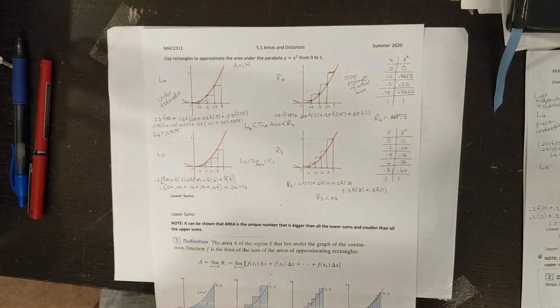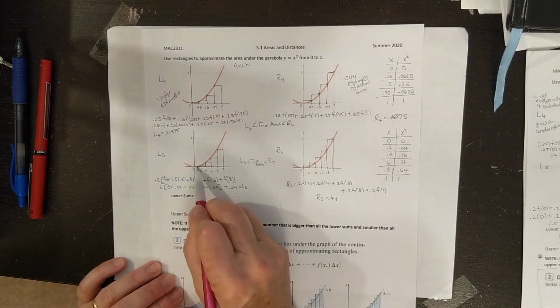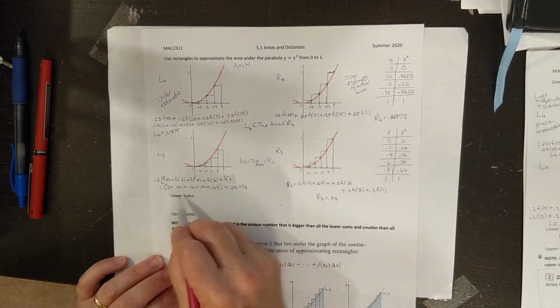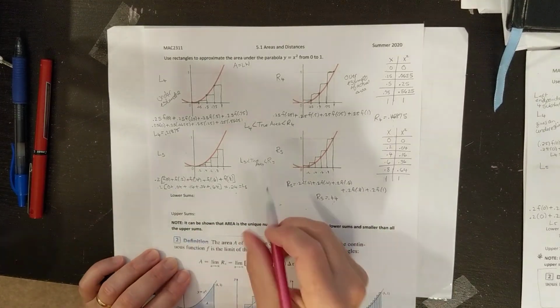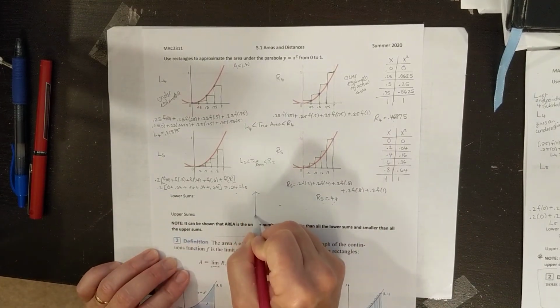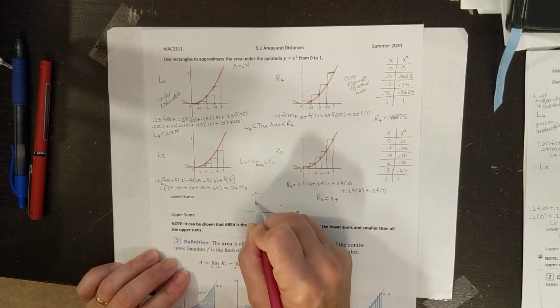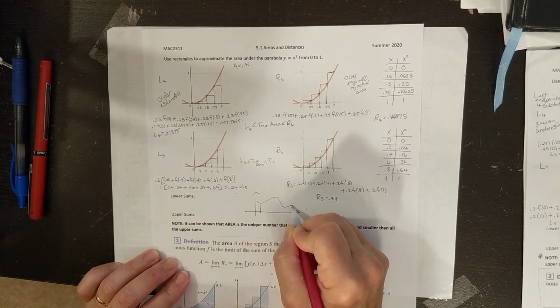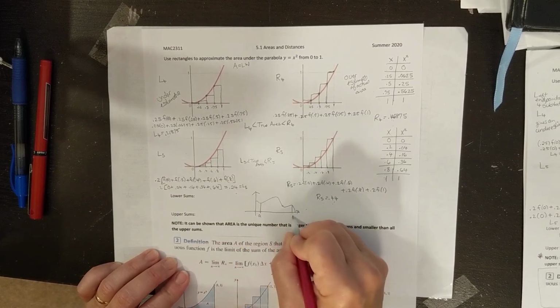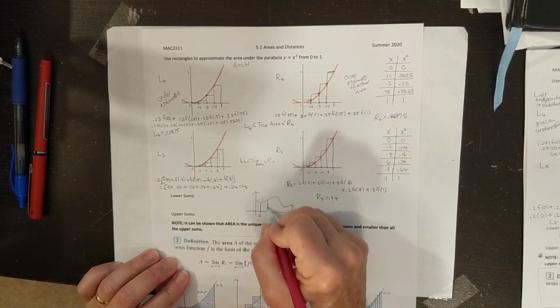So the lower sums is where you choose your x value. In general, a lower sum, let me draw a little picture and this will illustrate it. Here, if you had some curve here, let's just say we had some curve. Okay, and we wanted to know the area between this A and B. All right, so we split this into subintervals.